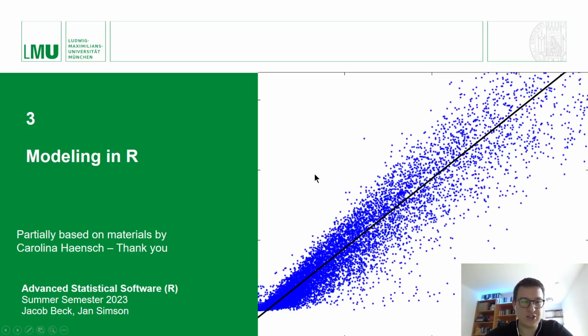And this session 3, captioned Modeling in R, where we will look at how to model things in R, estimate and visualize statistical models. I want to kick it off with a big thank you to Carolina Hensch, a colleague of Jan and me, who provided me with some great materials that I have partially used to create this lecture.